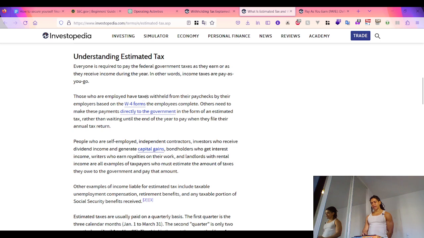Those who are employed have tax withheld from their paychecks by their employers based on the W-4 forms the employees complete. Others need to make this payment directly to the government in the form of estimated tax, rather than waiting until the end of the year to pay when they file their annual tax return.